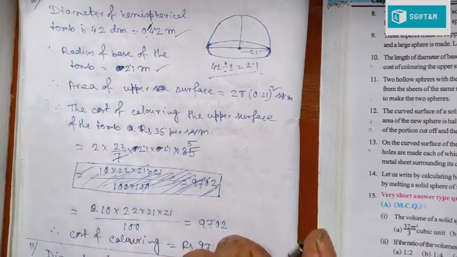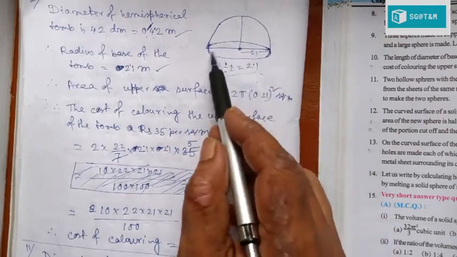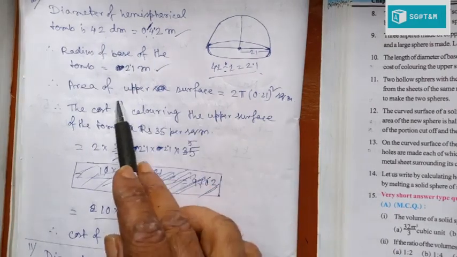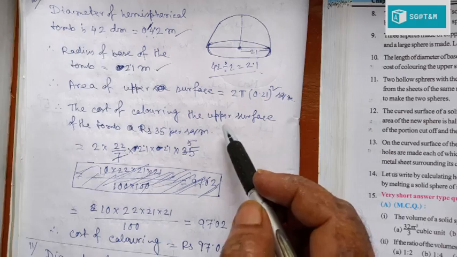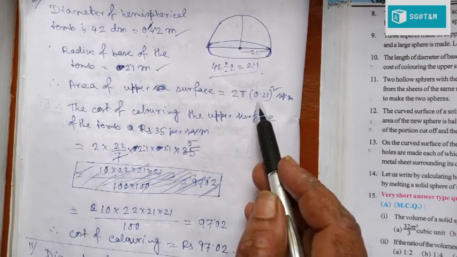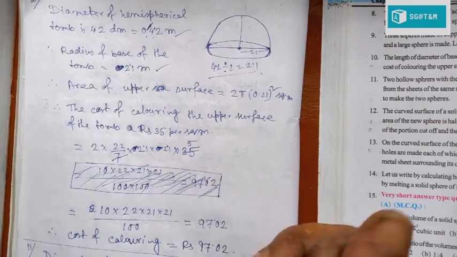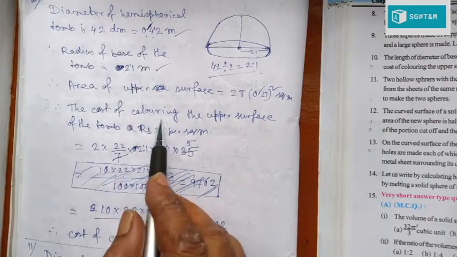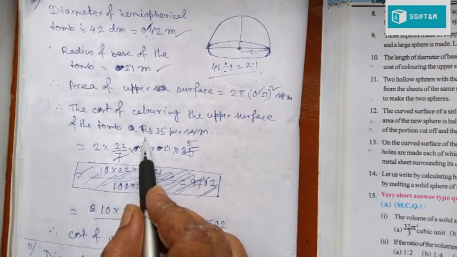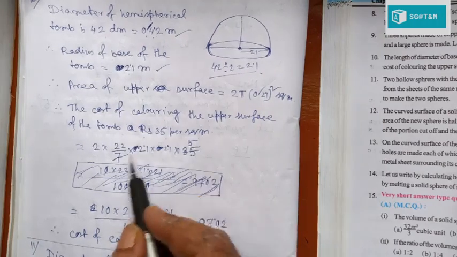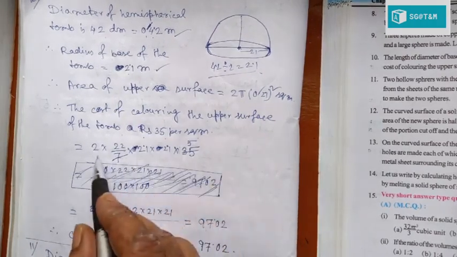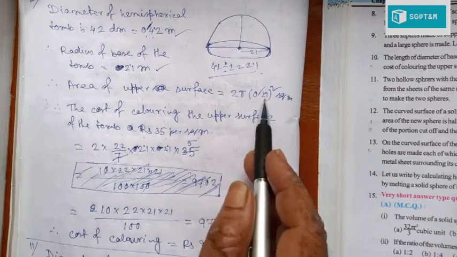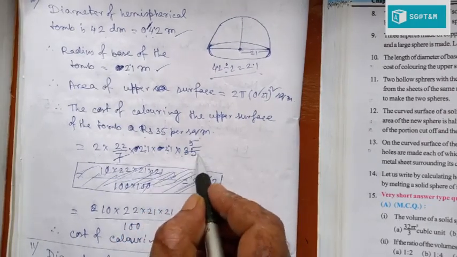Now the area of the upper surface, only the upper surface, the upper portion of the hemispherical dome, is required for coloring. The surface area of a hemisphere is 2 pi r square. So 2 into pi into 2.1 square meter. The cost of coloring the upper surface of the dome at the rate of rupees 35 per square meter is this total area multiplied by rupees 35. So 2 into pi means 22/7, into 2.1 into 2.1, multiplied by 35.